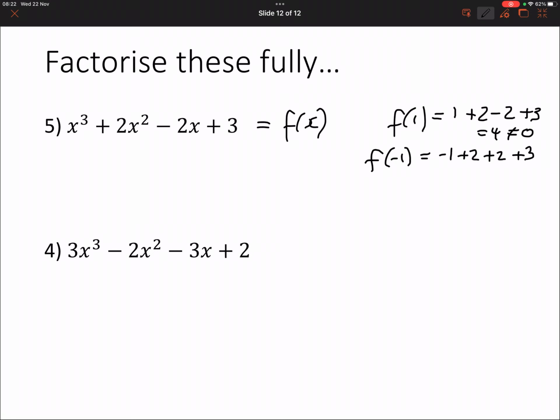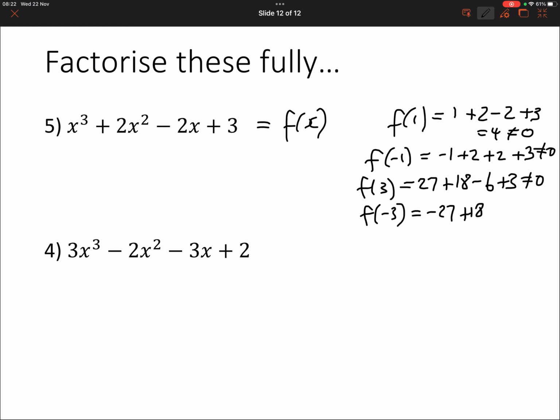What about 3? f of 3 is 27 plus 18 minus 6 plus 3. Well, that's not 0. What about f of minus 3? Minus 27 plus 18 plus 6 plus 3. Ooh, that's 0. So that means that x plus 3 is a factor. So this is x plus 3 times some stuff, or times what?